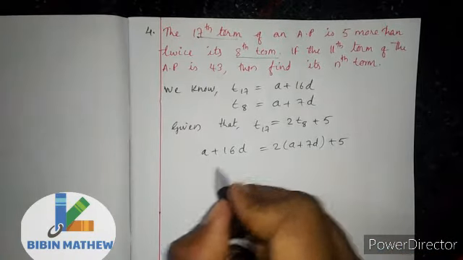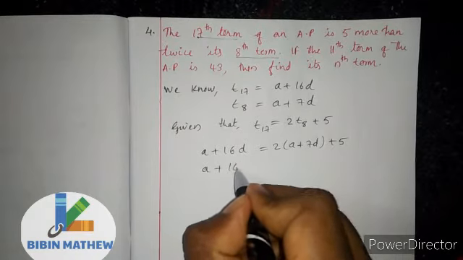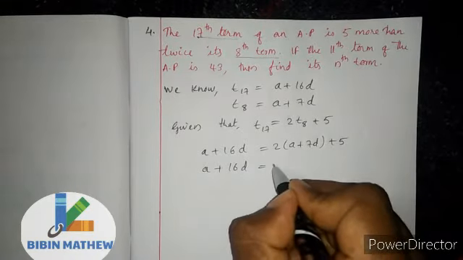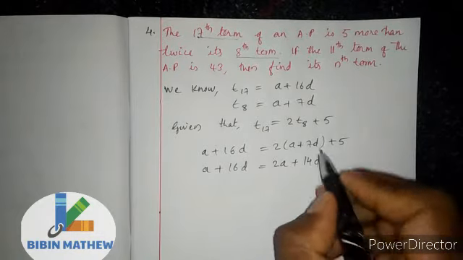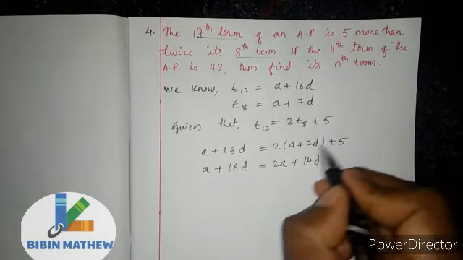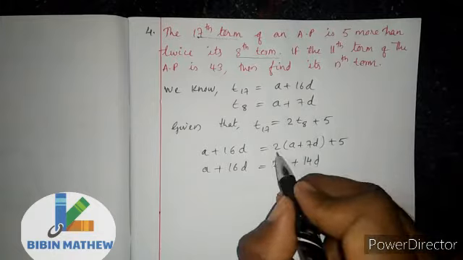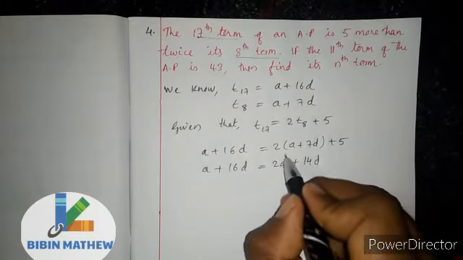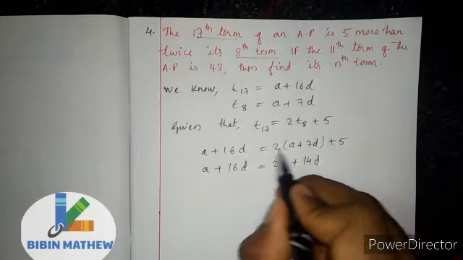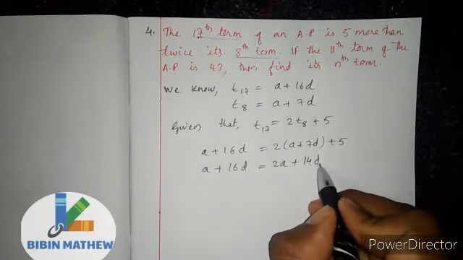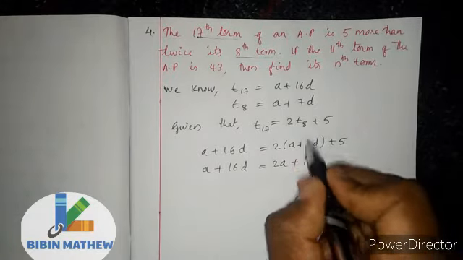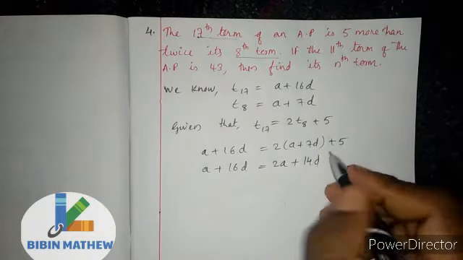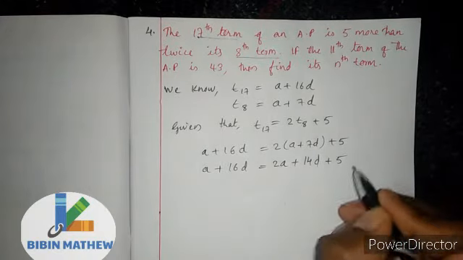Here you have substituted again. A plus 16D is equal to 2 into (A plus 7D), that is 2A plus 14D. See, that's why I told you to keep the brackets. If unfortunately you forget this bracket, अगर ये bracket डालने के लिए भूल गया तो हमेशा अगला स्टेप में ऐसा लिखेगा 2A plus 7D करके, गलत हो जाएगा. कभी कभी ऐसा भी होता है, इसलिए मैंने बोला whenever you have to substitute some values you have to put it within the brackets. Then here comes plus 5.